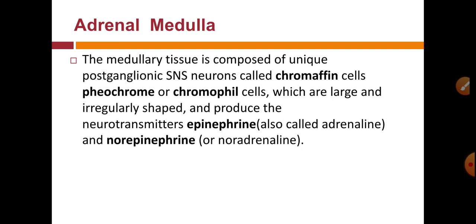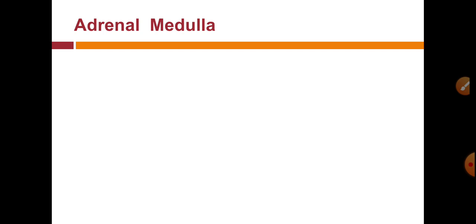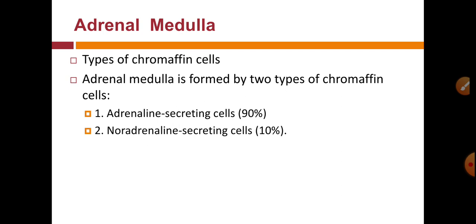These cells have a large size with irregular shape, and they are responsible for the secretion of neurotransmitters such as adrenaline and noradrenaline. As these cells are developed from the neural crest, they secrete neurotransmitters. So the adrenal medulla secretes adrenaline and noradrenaline, where adrenaline is also called epinephrine, while noradrenaline is also called norepinephrine. Then, types of chromaffin cells. The adrenal medulla is formed by two types of chromaffin cells.